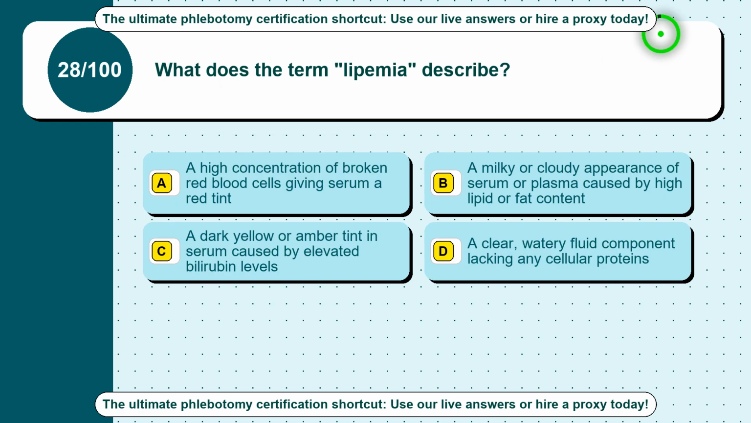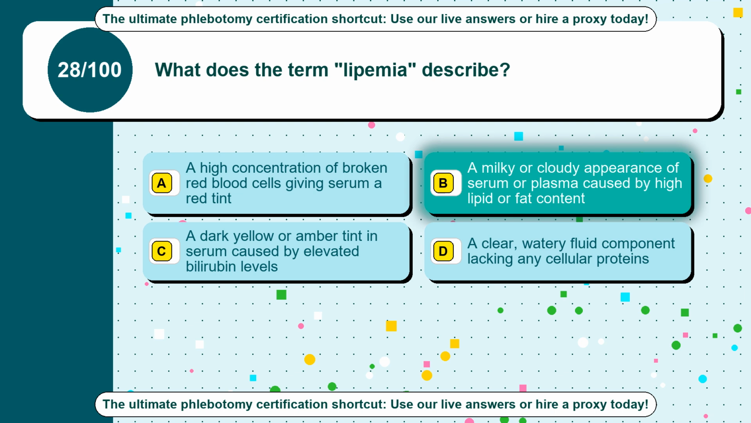Question 28. What does the term lipemia describe? Option A, high concentration of broken red blood cells giving serum a red tint. Option B, a milky or cloudy appearance of serum or plasma caused by high lipid or fat content. Option C, a dark yellow or amber tint in serum caused by elevated bilirubin levels. Option D, a clear, watery fluid component lacking any cellular proteins. The correct answer is option B, a milky or cloudy appearance of serum or plasma caused by high lipid or fat content.